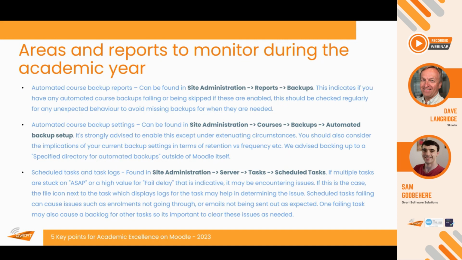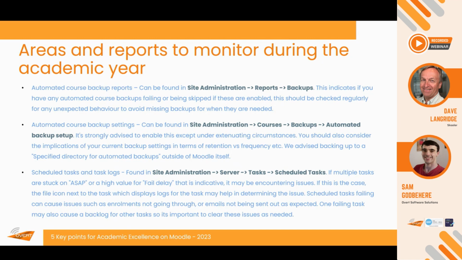So an important area that we feel should be monitored from the VLE's perspective are the following. We have the automated course backup reports. These can be found as an administrator from the site administration tab, reports, and then backups. This indicates if you have any automated course backups failing or being skipped. This should be checked regularly for any unexpected behavior to avoid missing backups for when they are needed.